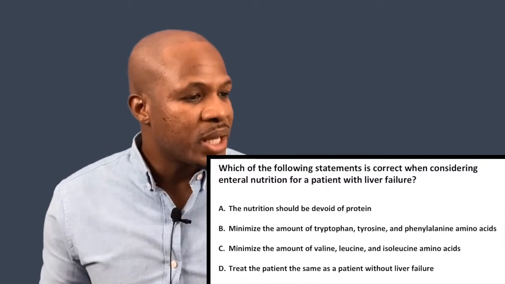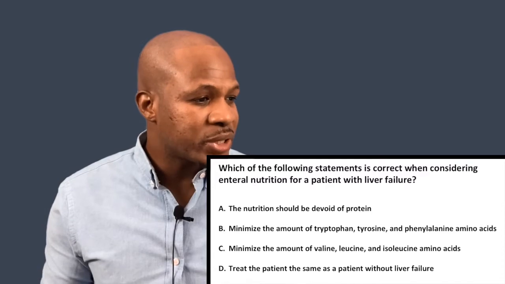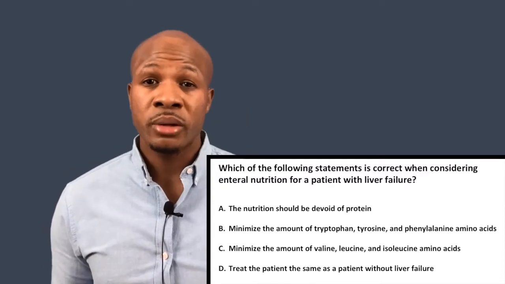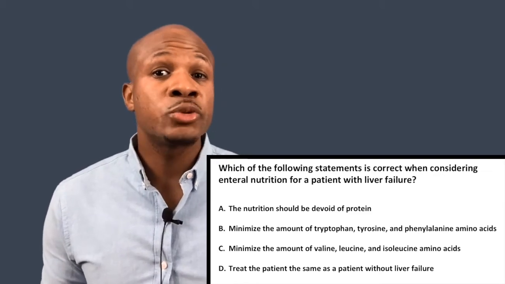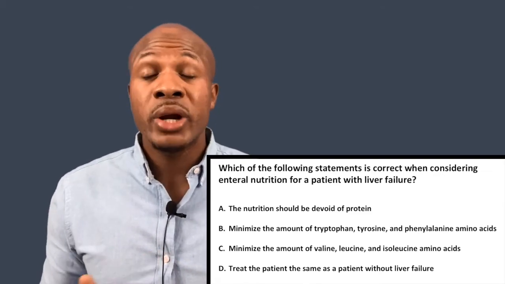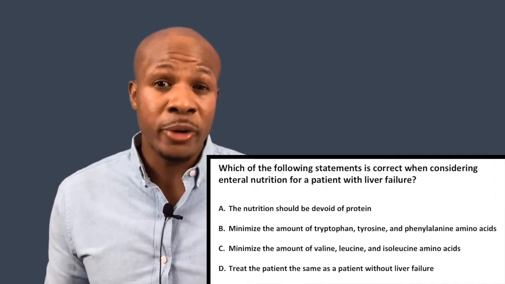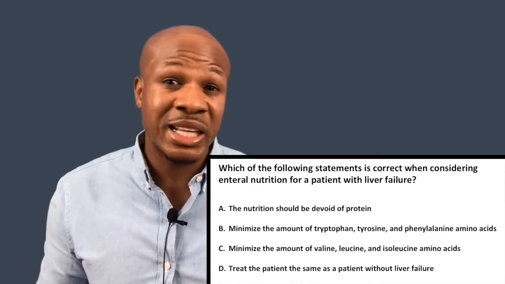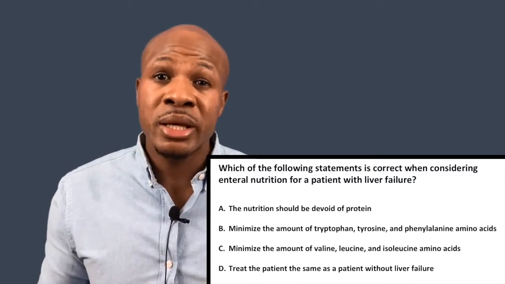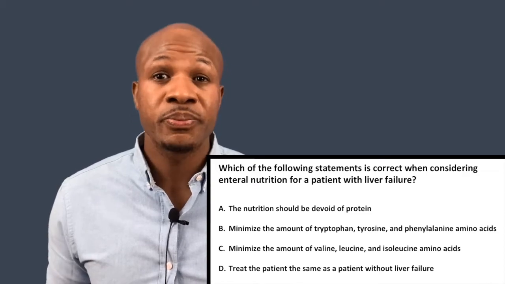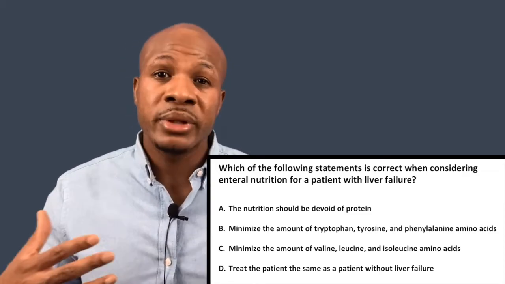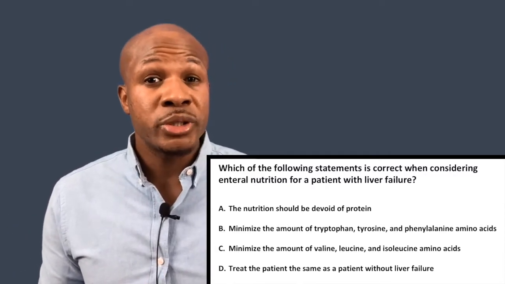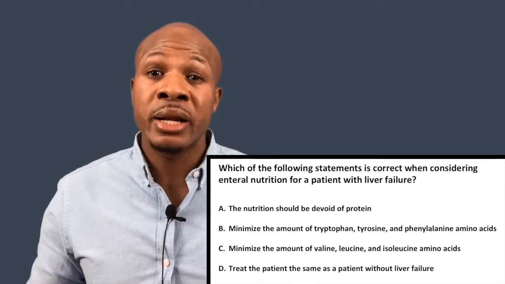B says, minimize the amount of tryptophan, tyrosine, and phenylalanine amino acids. How do you guys feel about this answer choice? Well, this answer choice is a very good one, because when a patient has liver failure, you get a buildup of amino acids. The liver is at the heart of metabolism. So the liver is responsible for synthesizing a lot of proteins and packaging and processing proteins for the body to use. So when a patient has liver failure, they have a tendency to have an accumulation of amino acids in their bloodstream. But certain amino acids could be very terrible if they're at a very high amount.